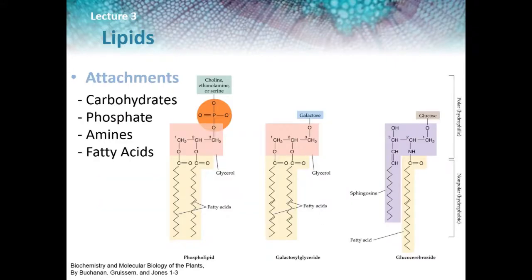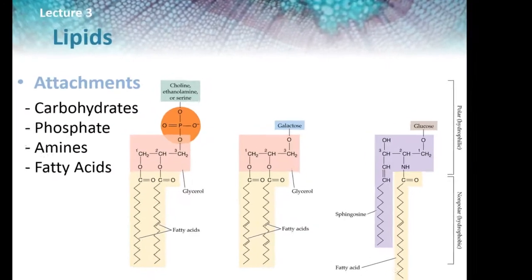Revisiting the last two types of lipids, we can see their similarities. Two lipids based on glycerol are on the left, and the one on the right is based on sphingosine. As we can see, various attachments are found at the SN3 carbon in glycerides and at the SN1 carbon in sphingolipids. These attachments encompass carbohydrates, phosphate, and amines.